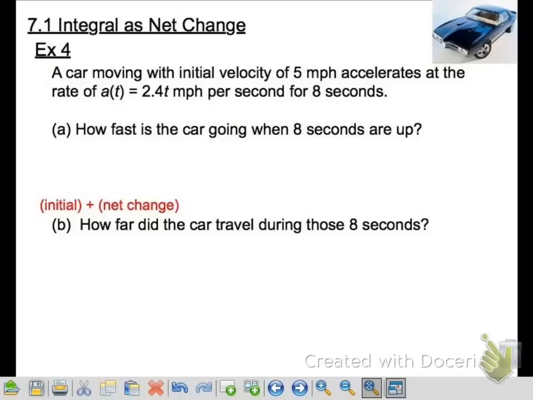Now in this next example, we're given a function for the acceleration. So it's important to remember the antiderivative of acceleration is going to give us velocity. Since they ask us how fast the car is going, they're asking about velocity. And so we're going to make an integral involving area here. But there are some things to pay attention to. We have an initial velocity of 5 miles per hour. So with that initial speed of 5, we want to start by saying we're going 5, and we're going to add our net change, which is the integral. The integral being the acceleration there, which was 2.4.